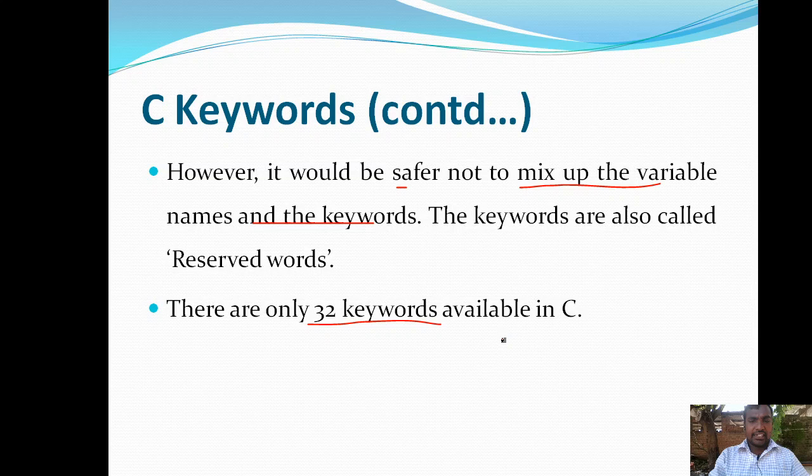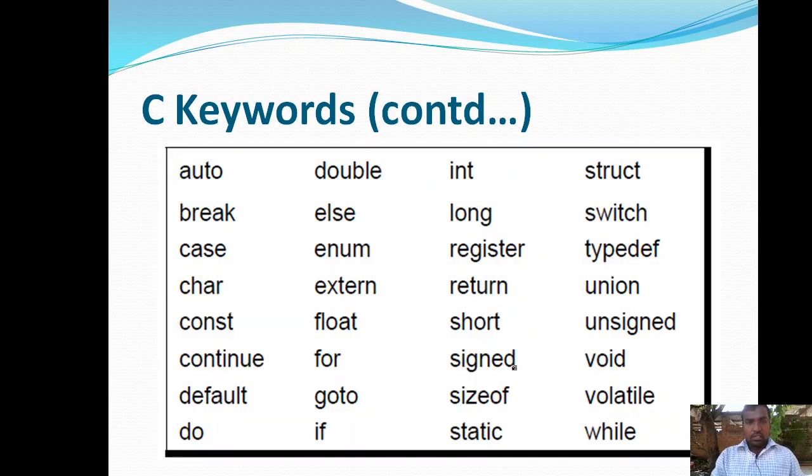There are 32 keywords available in C programming. Okay, so these are the keywords that are available in C program.